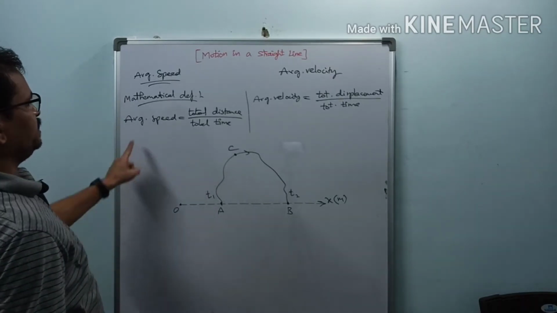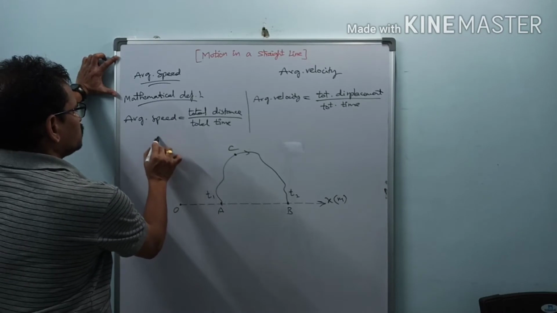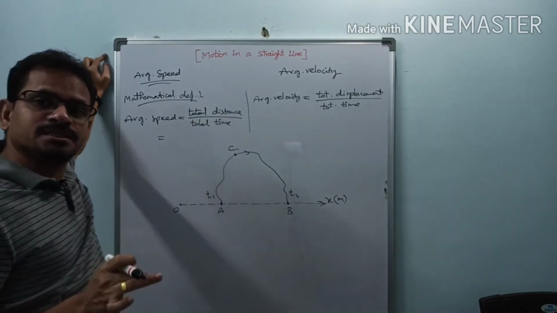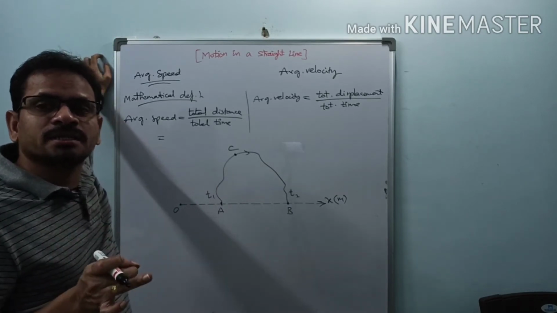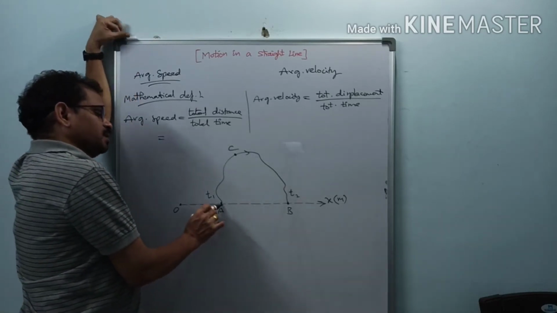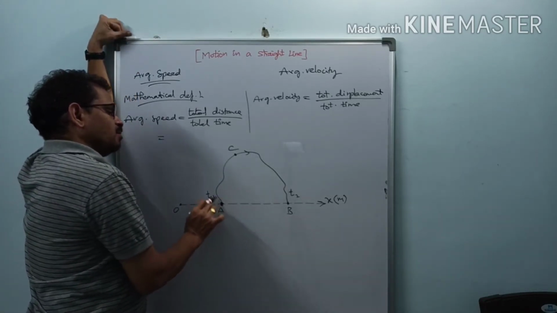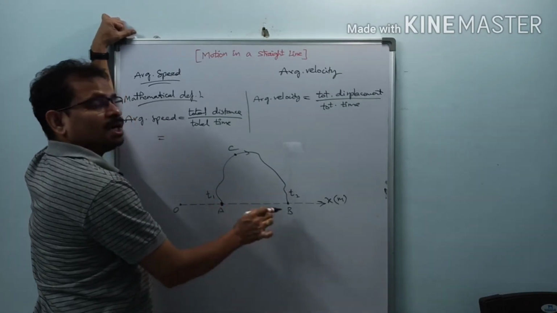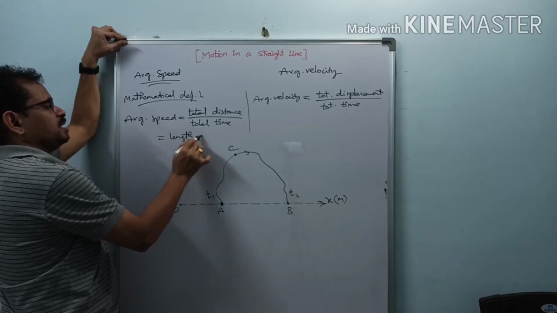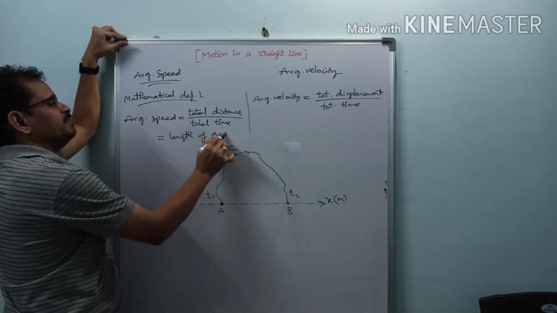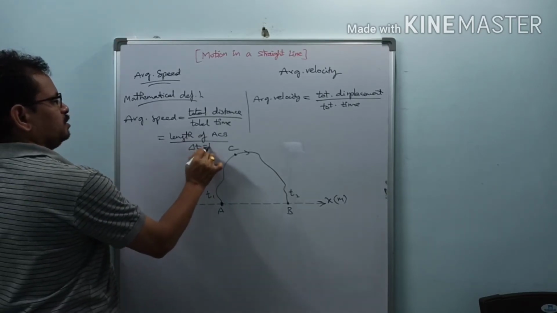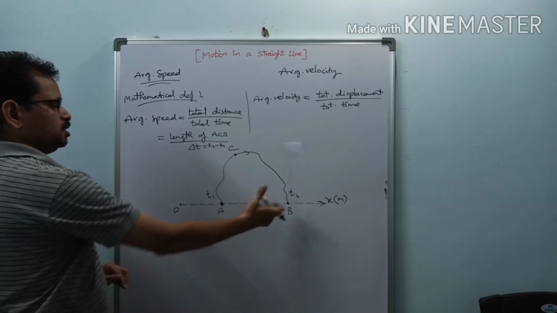Then what is the average speed here? The average speed is equal to total distance by total time. So what is total distance here? From the definition of distance, the total distance is nothing but the length of the actual path traversed by the body. What is the actual path here? It starts from A and reaches B on this path. This is not the path here. So this is the actual path. So what is total distance? Length of path ACB. And what is total time? Some delta t, that is delta t equal to t2 minus t1.